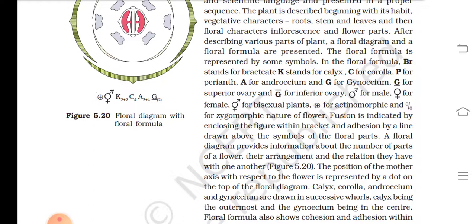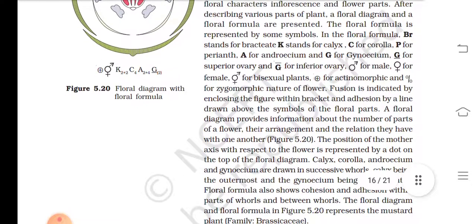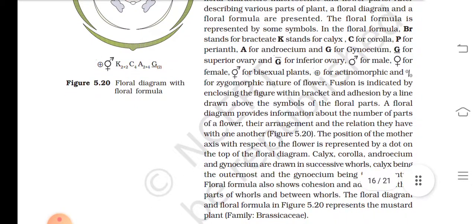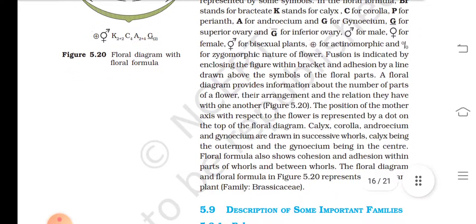The floral formula is represented by some symbols. In the floral formula, Br stands for bracteate, K stands for calyx, C stands for corolla, P stands for perianth, A stands for androecium, G stands for gynoecium, G with an underline for superior ovary, and G with a line above for inferior ovary. For male and female, there are some symbols which you have to see in the book for recognizing.